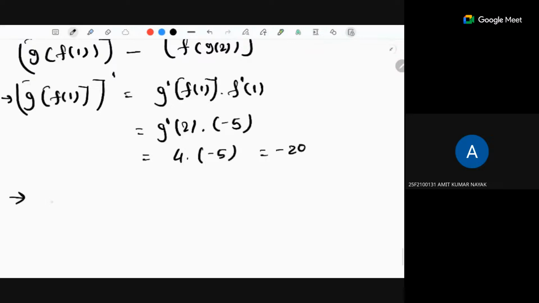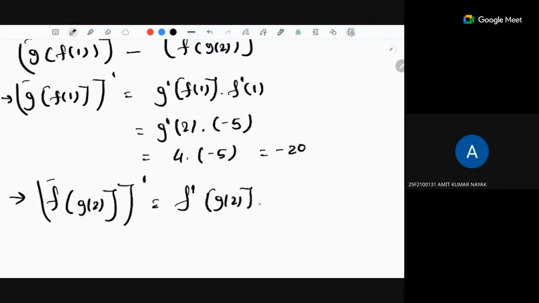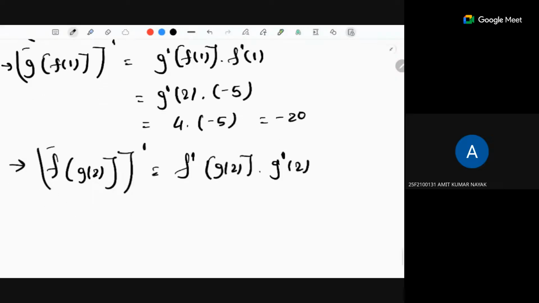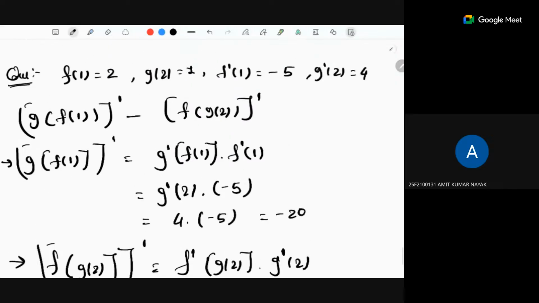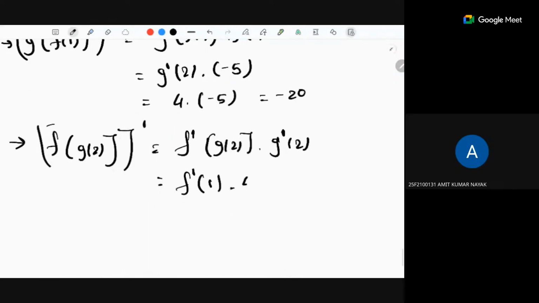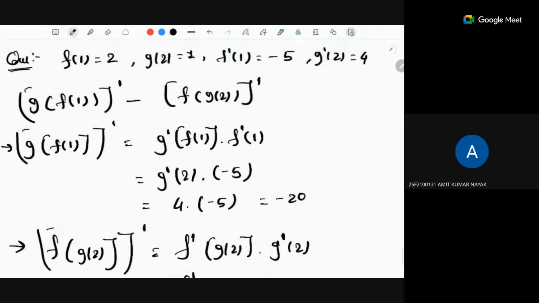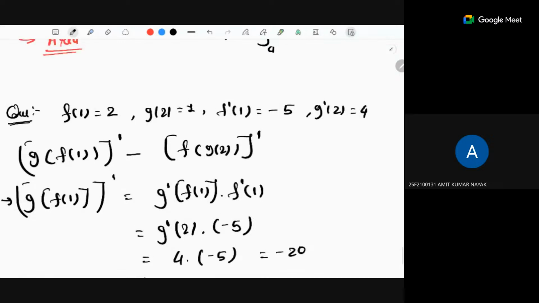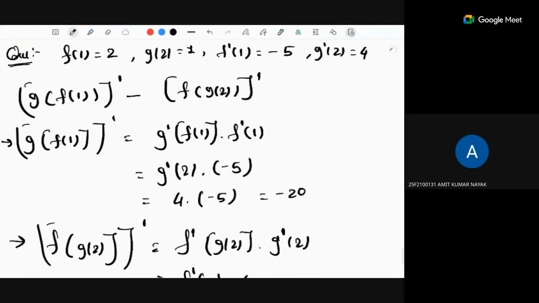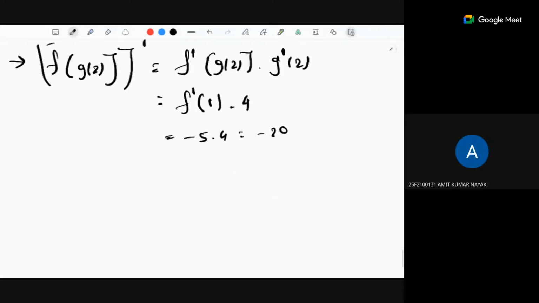Yes, ma'am. Now the derivative of f of g of 2 is f dash of g of 2 into g dash of 2. g of 2 is 1, so f dash of 1 into g dash of 2, which is again 4. f dash of 1 is minus 5. Minus 5 into 4 is minus 20 again. So minus 20 minus minus 20 becomes 0. So the answer is 0 actually. They have made a mistake over here. Answer is 0.